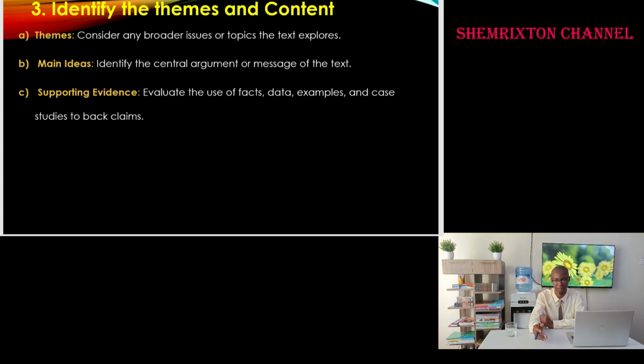What is that text talking about? Again, the main ideas. Which are the main ideas or the central arguments of the message of the text? And then the third point under identifying the themes and content is to support your evidence.